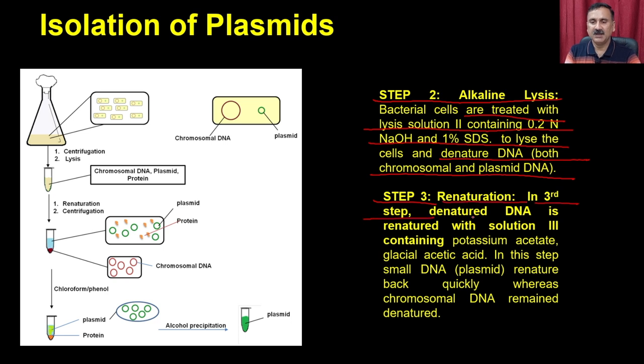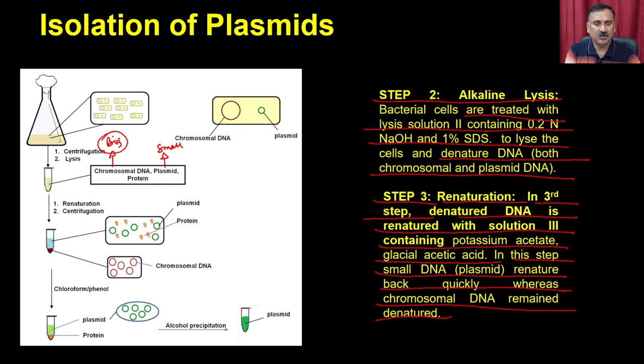In the third step, the denatured DNA is renatured with solution 3 containing potassium acetate and glacial acetic acid. In this step, small DNA renatures back quickly, whereas the chromosomal DNA remains denatured. The chromosomal DNA is big, so it is not going to renature, whereas the plasmid DNA is small compared to the chromosomal DNA, so it renatures back and stays in the solution, whereas the chromosomal DNA is going to be present in the pellet.